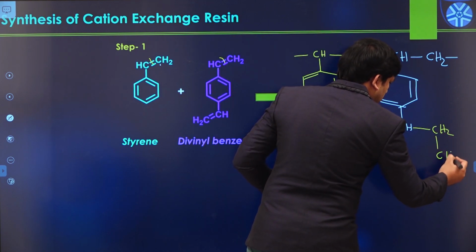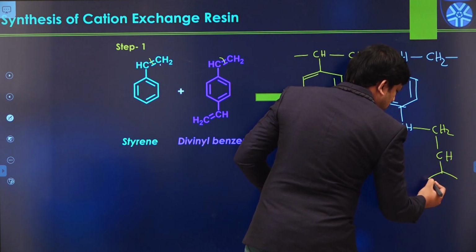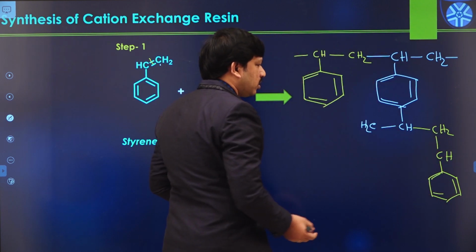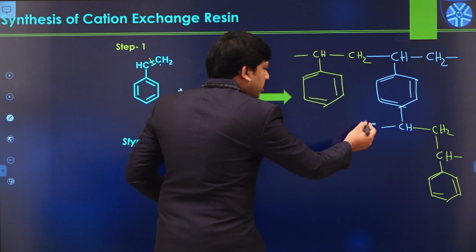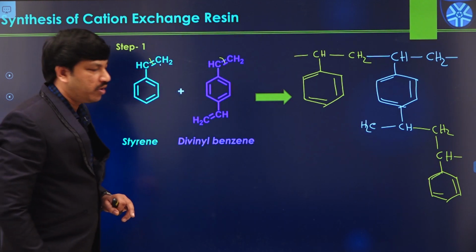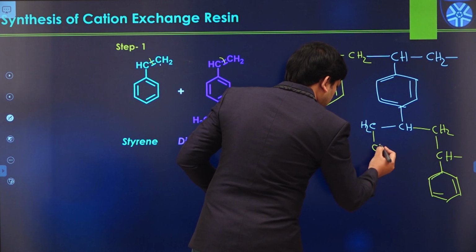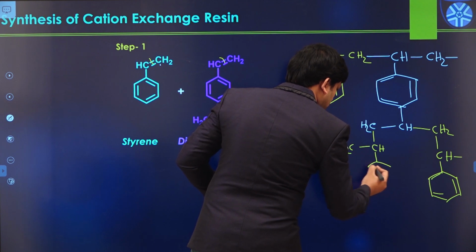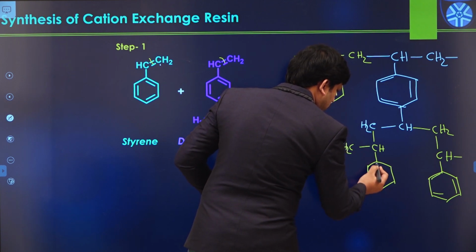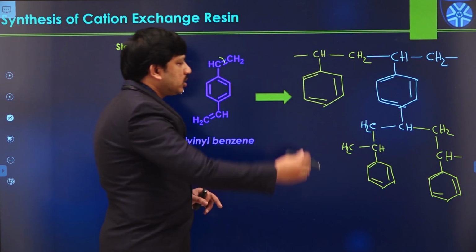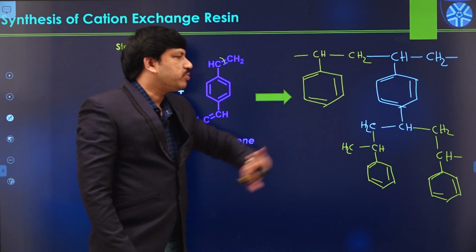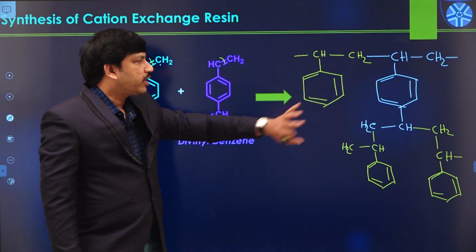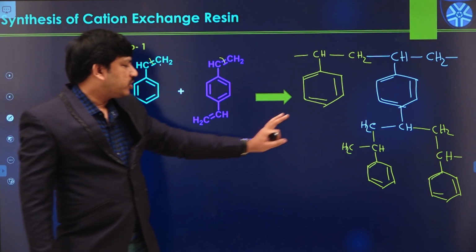CH2, CH. Like this, and again it grows in this manner, and even this CH2 group connects to another styrene molecule. CH, CH2. Like this we can draw the corresponding structure in this manner also. The previous structure and this one are actually the same. So like this we have to write the corresponding styrene divinyl benzene copolymer formation.